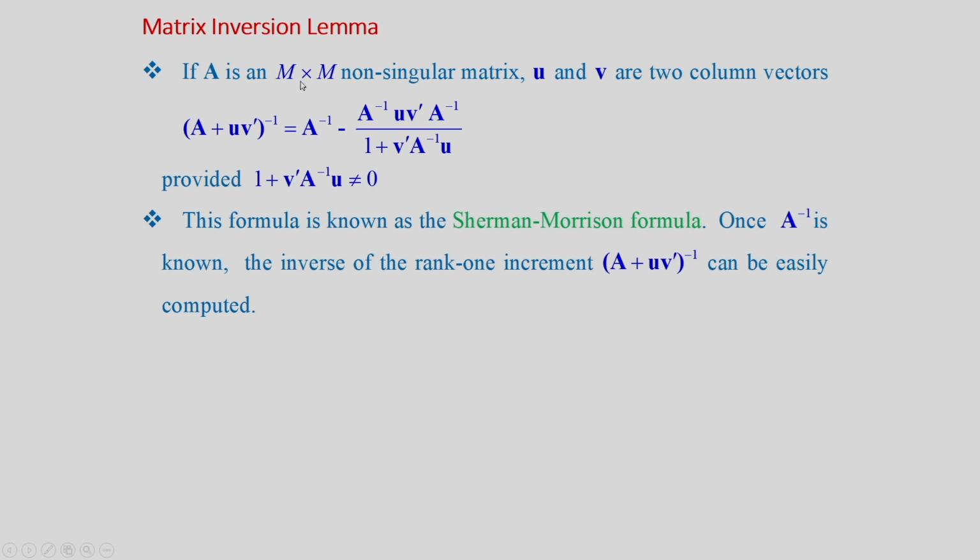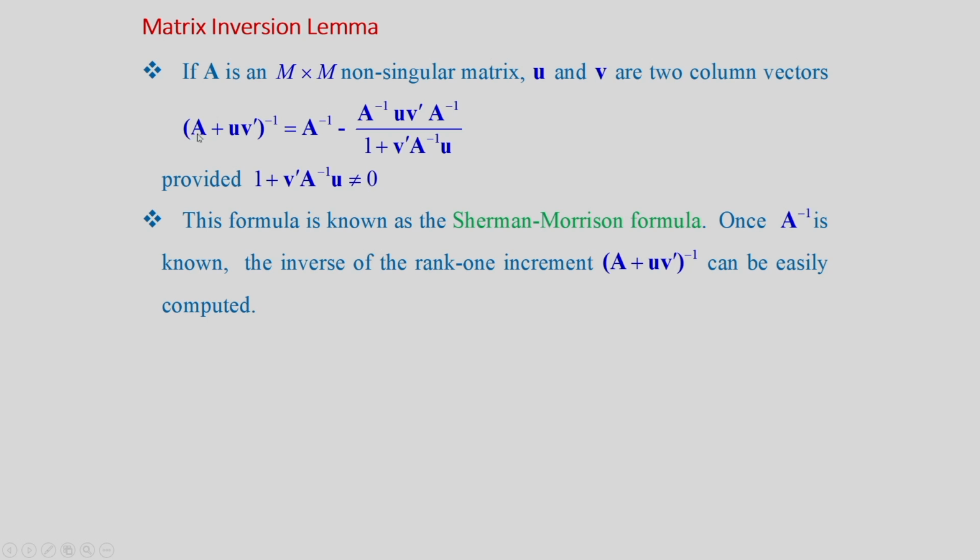If A is an m by m non-singular matrix, so that the inverse exists, and U and V are two column vectors, then the inverse of A plus U V transpose is equal to A inverse minus A inverse U V transpose A inverse, whole divided by 1 plus V transpose A inverse U, provided this denominator term 1 plus V transpose A inverse U is not equal to 0.